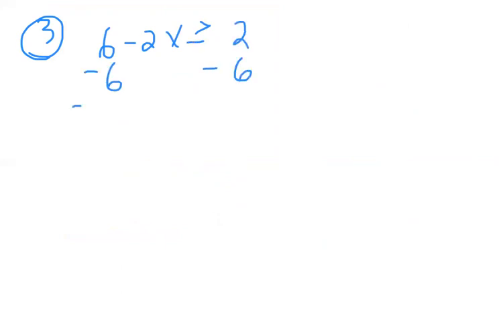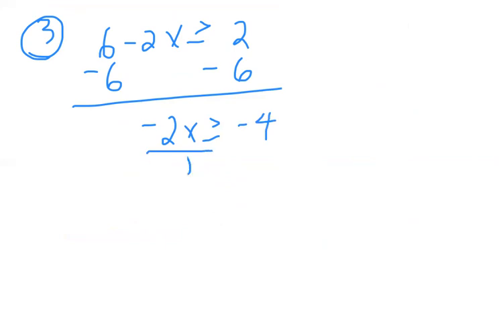Number 3, I've got 6 minus 2x is greater than or equal to 2. Now, for this one right here, we're going to start off by subtracting 6 on both sides. We get negative 2x is greater than or equal to negative 4. Now, on this one, to finalize the problem, we'll divide both sides by negative 2. Because I am dividing by a negative, guys, I'm dividing by negative 2, I must reverse the inequality symbol. And a negative 4 divided by a negative 2 turns out to be a positive 2.